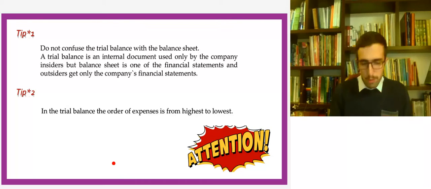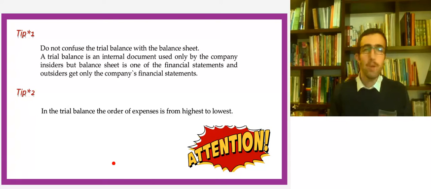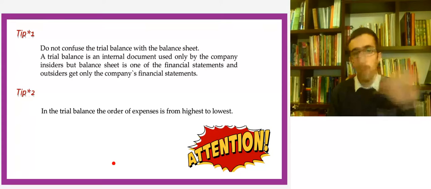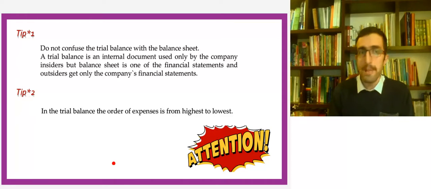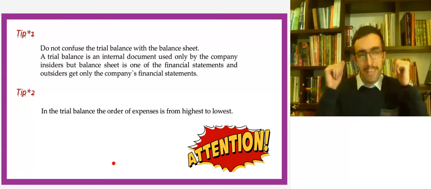So here I want to tell you a point that links to chapter 1. In chapter 1, we talked about management accounting and financial accounting. The trial balance is an internal document and it doesn't necessarily have to follow the standards, so it refers to management accounting. But the balance sheet is one of the most important financial statements, and it is necessary and essential to follow the standards. So it refers to financial accounting.